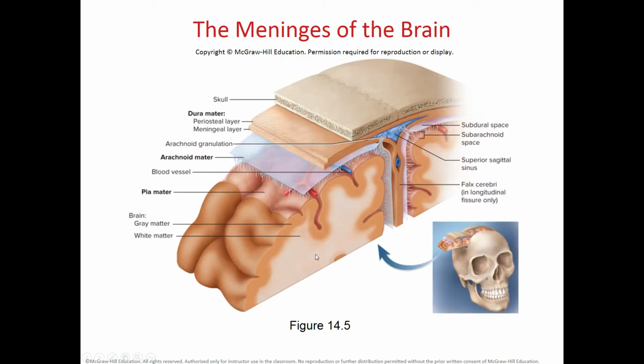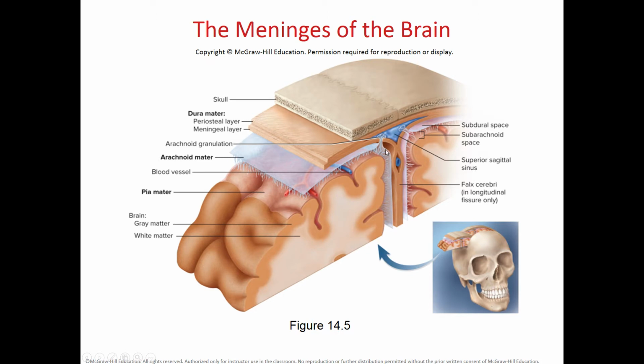So here is the view of these different layers or meninges. We have the dura mater with the periosteal layer and meningeal layer. Remember, we don't have an epidural space here. In between the periosteal and meningeal layers, we have the dural sinuses, which have names in some regions, like in this case, the superior sagittal sinus. Then here we have the arachnoid, and here we have the pia.